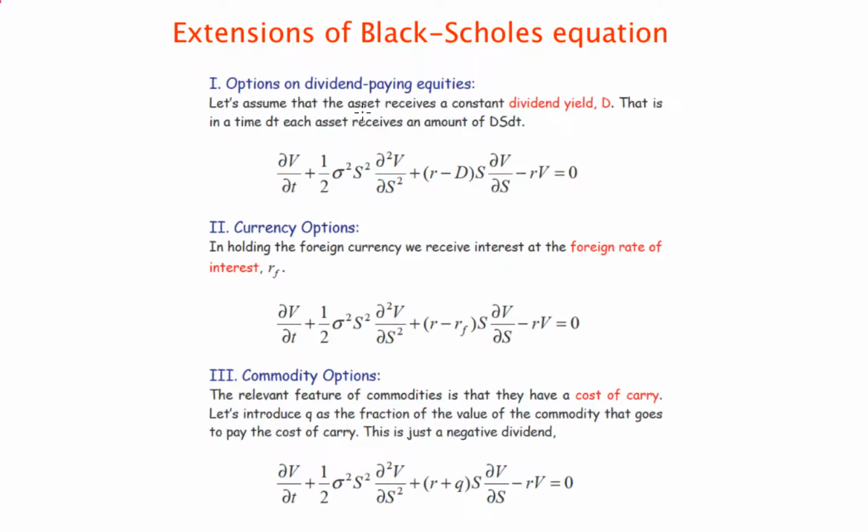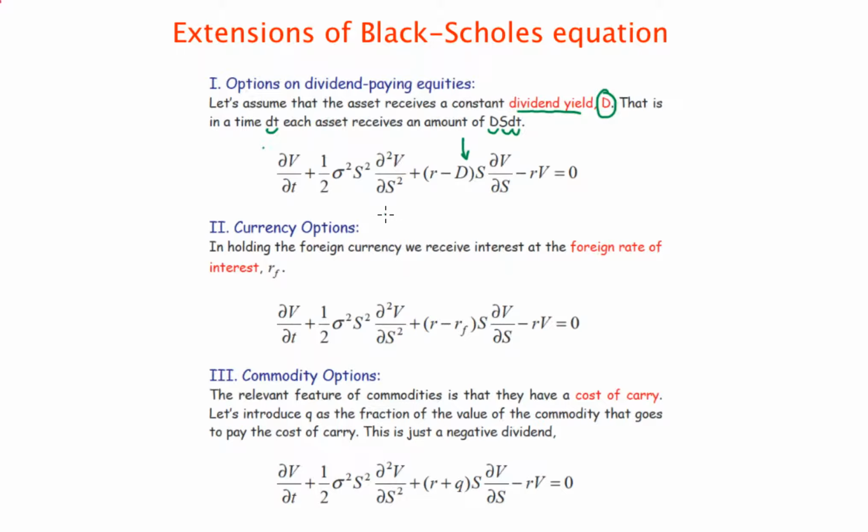So let's assume that the asset receives a constant dividend yield D. We are going to call it capital D. It's going to be the dividend yield associated to the asset, which is actually very, very common. That's in a time dt, the asset will receive an amount which is D times S times dt. And you have to include that in the Black-Scholes equation, and that's included in this way. You have the parameter D that you have to include in the new Black-Scholes equation to solve whenever the asset receives a dividend yield.